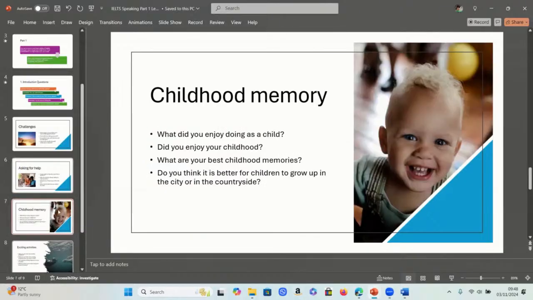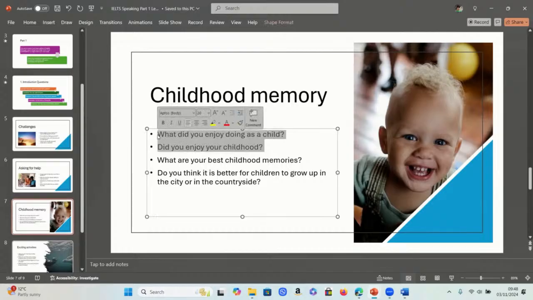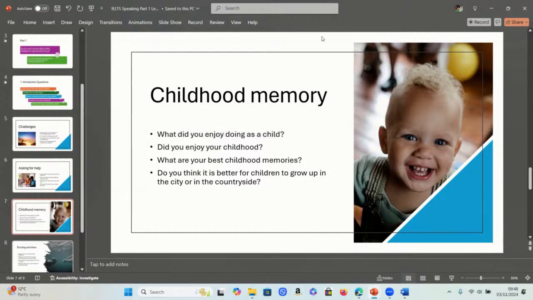Let's have another one. Childhood memory. If it's childhood memory, you think you're going to get a lot of present or past tense. So these two questions are past tense. The main thing for everyone when you answer with past tense is to get the endings right. Make sure I, or the examiner, hears that it's a past tense. That sound at the end of the verb.